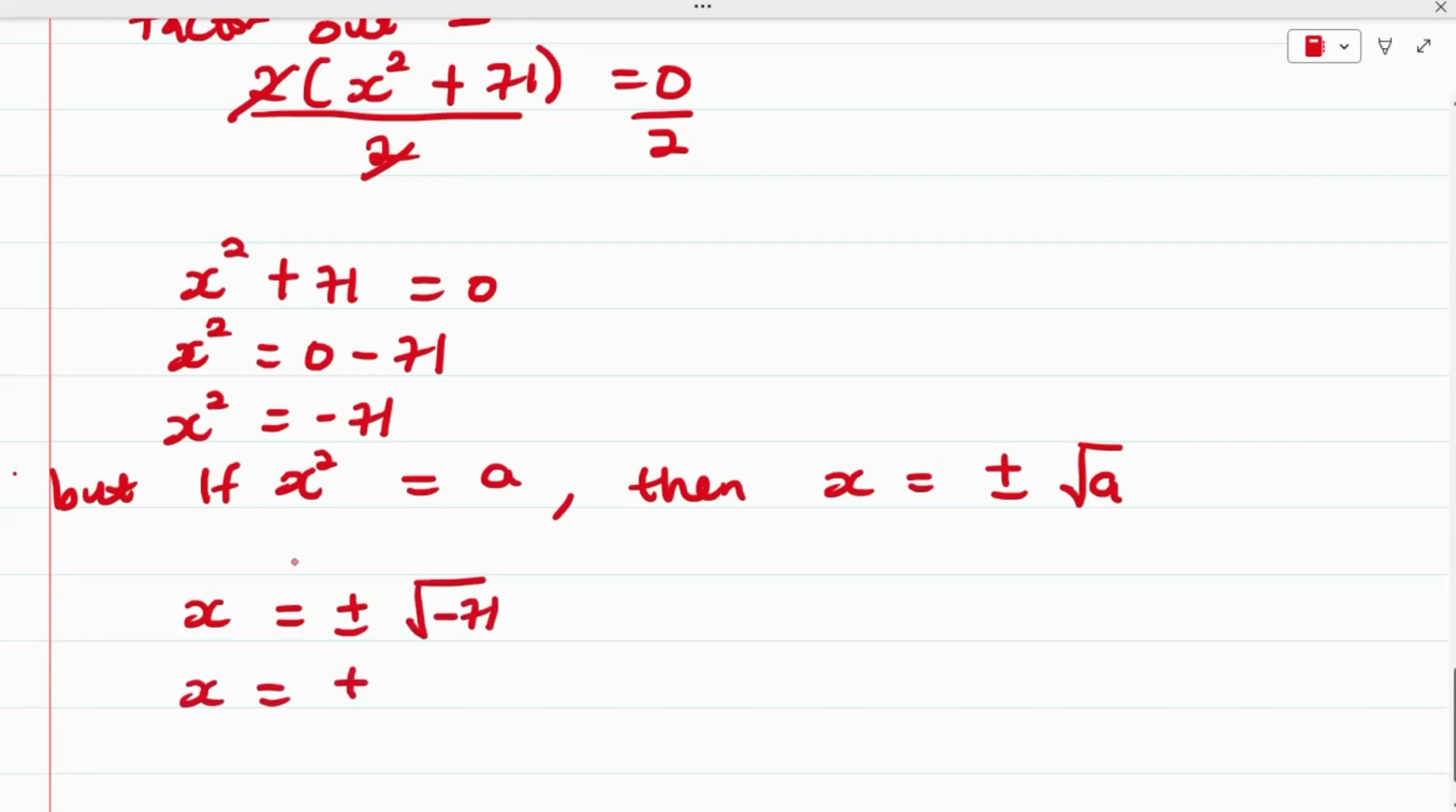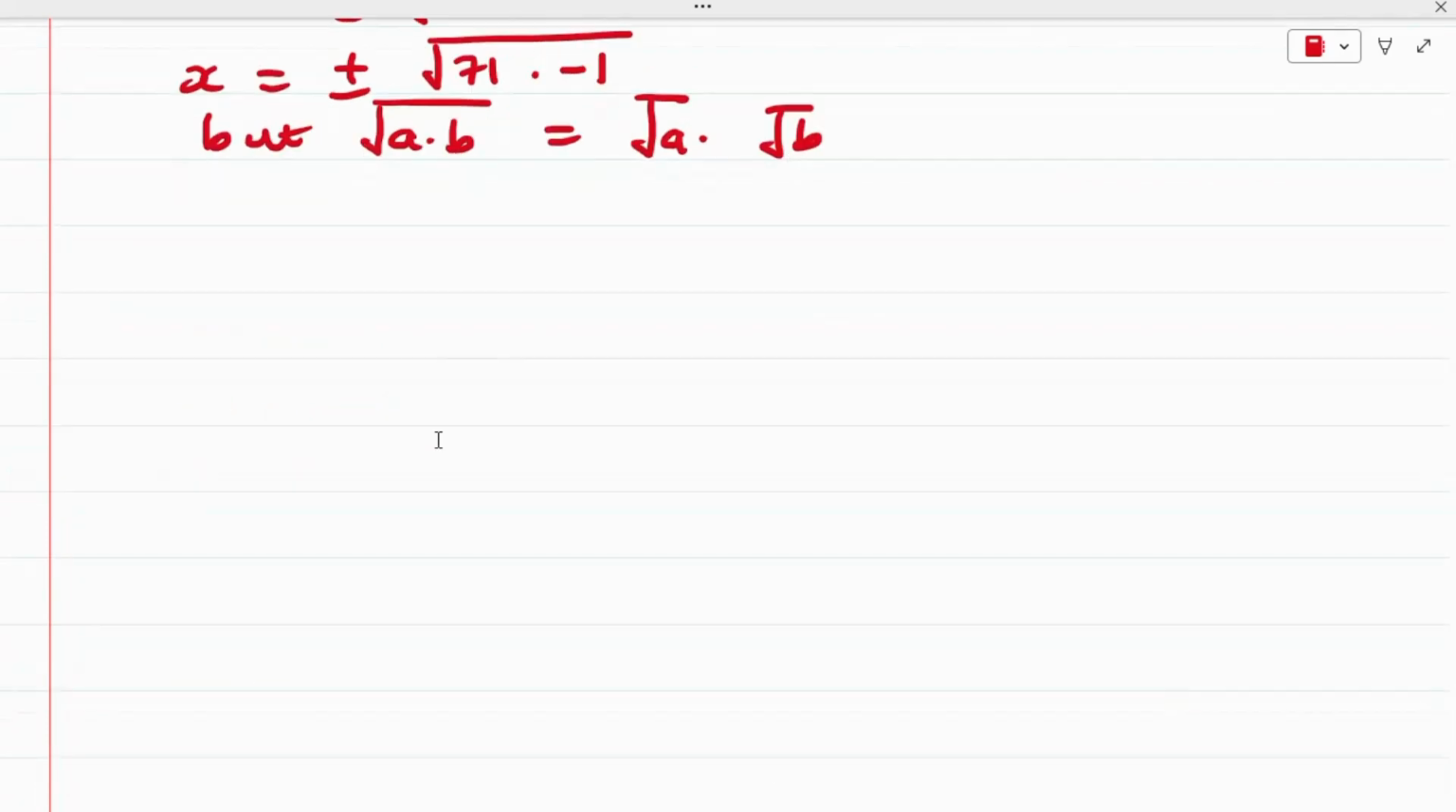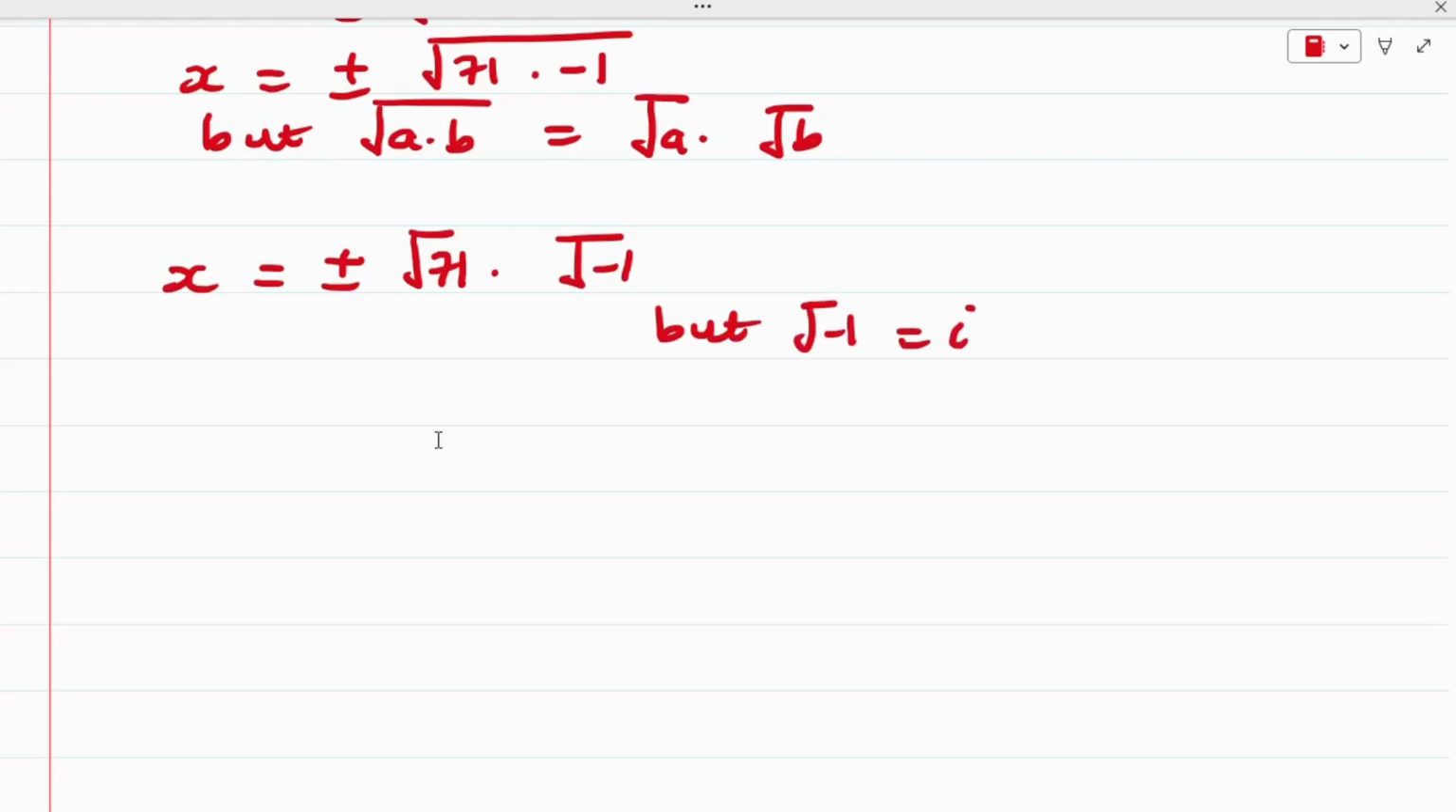x is equal to plus or minus the square root of 71 multiplied by minus 1. But we know that the root of a multiplied by b is equal to the root of a multiplied by the root of b. Applying this, we have that x is equal to plus or minus the square root of 71 multiplied by the root of negative 1, but the root of negative 1 is equal to i. So we have that x is equal to plus or minus the square root of 71 i.